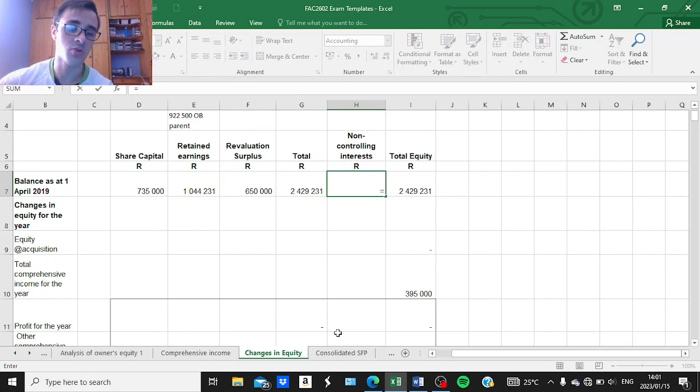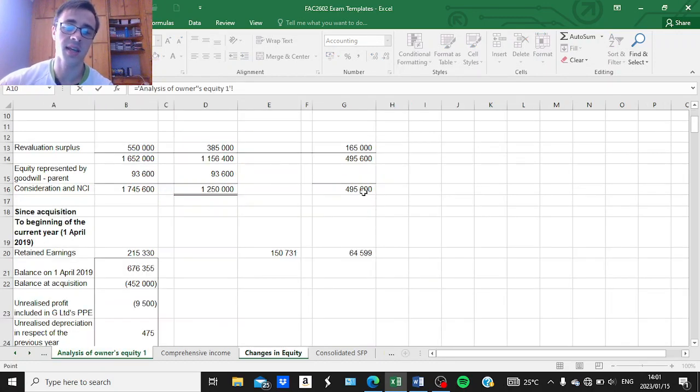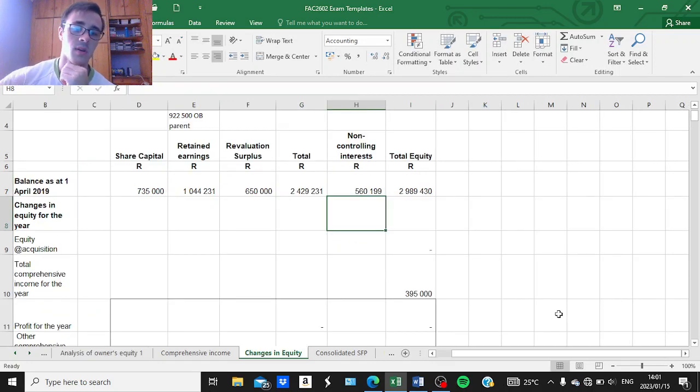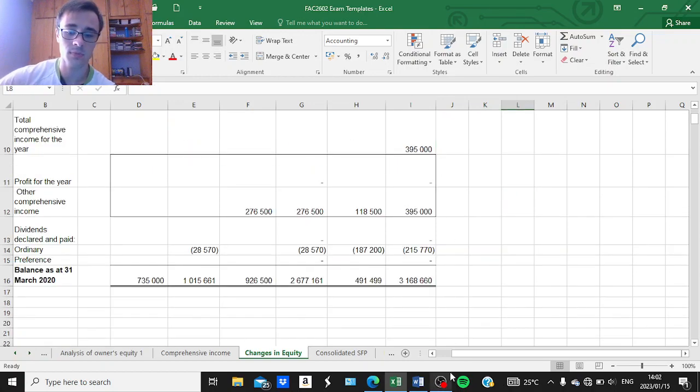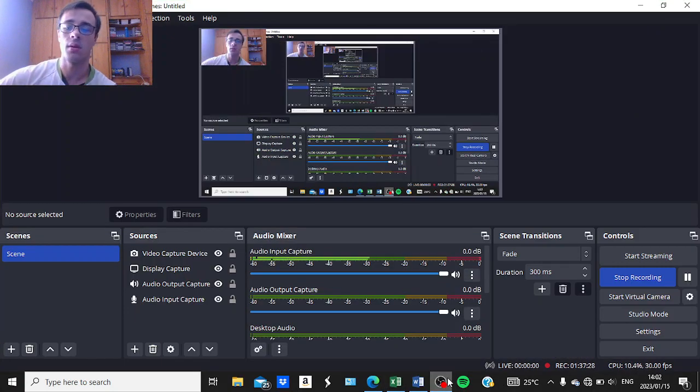And then non-controlling interest will be calculated by taking the balance at acquisition and just adding the NCI share since acquisition to the beginning of the current year, which was 64,599. So the opening balance for NCI is 560,199, giving you total equity of 2,989,430. Right, wonderful.